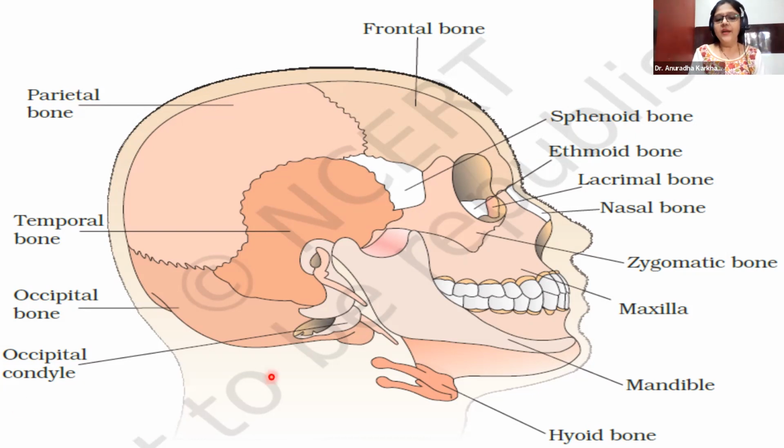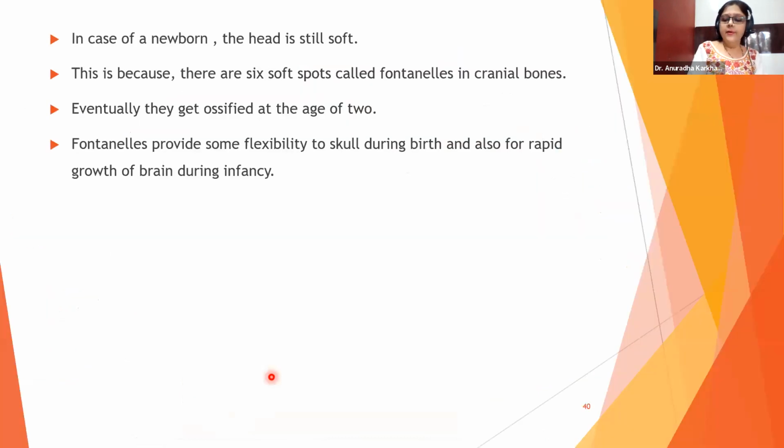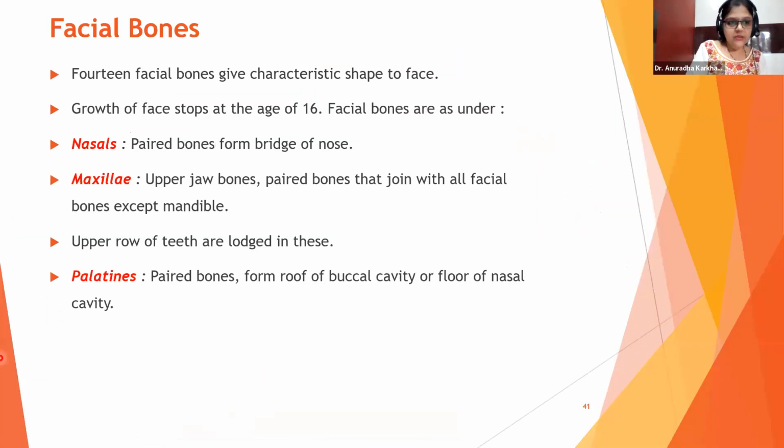Well, so we had talked about this in the last class. Now we'll go ahead with the facial bones. So the facial bones are going to be 14 in number. So 14 facial bones give characteristic shape to the face. Growth of face stops at the age of 16. So I think all of you have entered the sweet 16 phase. And so now the facial growth is going to stop.